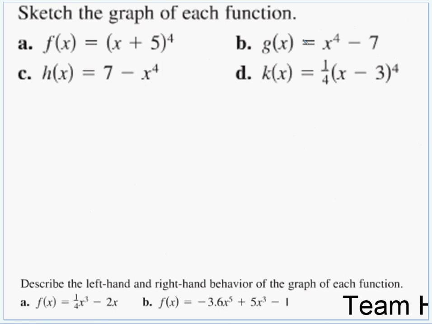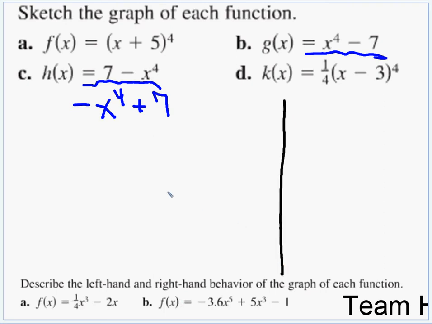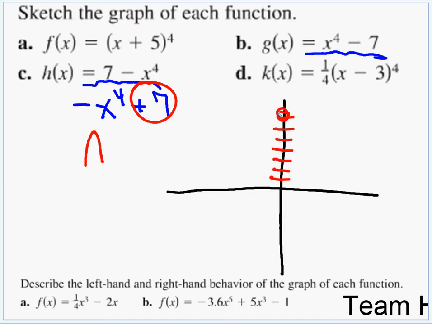Now letter C is just a twist on B. This B was x to the fourth minus 7. This is 7 minus x to the fourth. If I rewrite it in order, negative x to the fourth plus 7 might make a little more sense. So now it's negative x to the even exponent. It will be parabolic in shape opening down. But this plus 7 is going to move us up the y-axis. 1, 2, 3, 4, 5, 6, 7. So there's our y-intercept. We will open down. And we could do the same thing to find the zeros here. And we could at least say we're between 1 and 2 and -1 and -2.